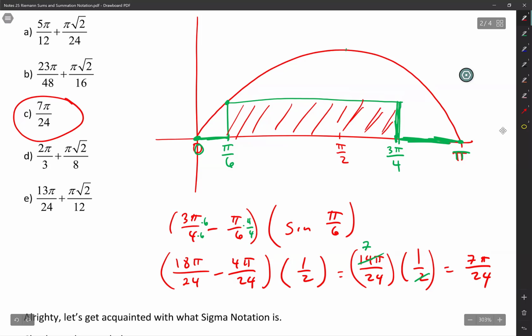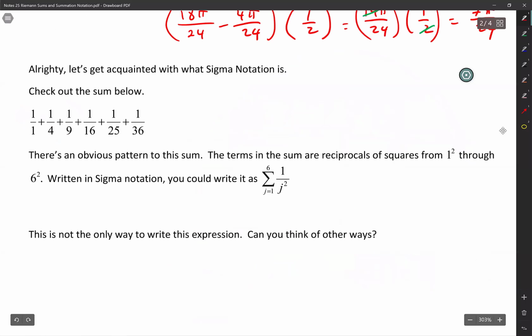Everyone's still happy? You guys look very happy. It says, let's get acquainted with sigma notation. I want you to notice something. 1 over 1, 1 over 4, 1 over 9, 1 over 16, 1 over 25, 1 over 36. So what do you notice? Yeah, the bottom is always squared.